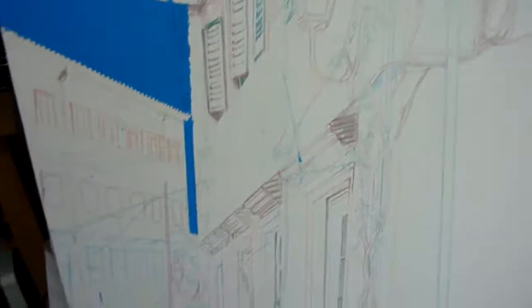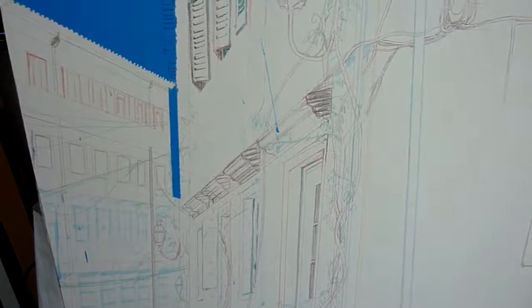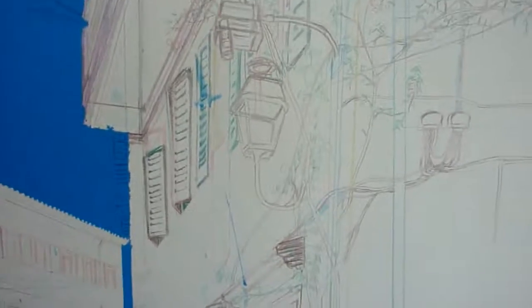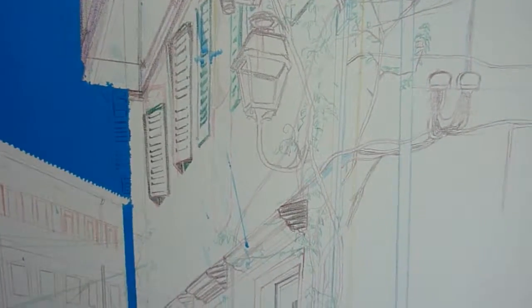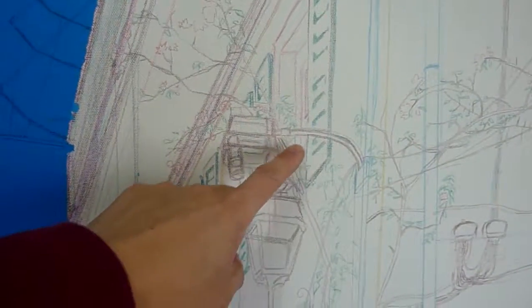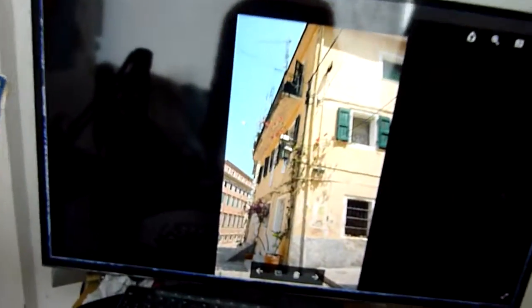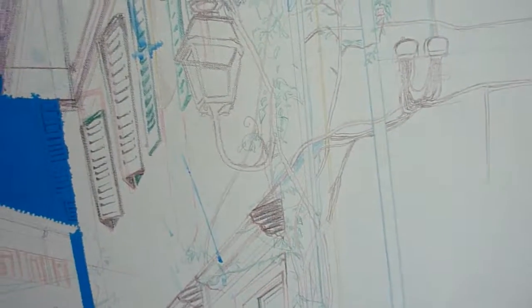You're not going to get it completely right. I think if you look carefully there's a bit of a mistake. I don't know about where these windows are, they don't quite match with the actual. It doesn't matter, no one knows, only me and you.